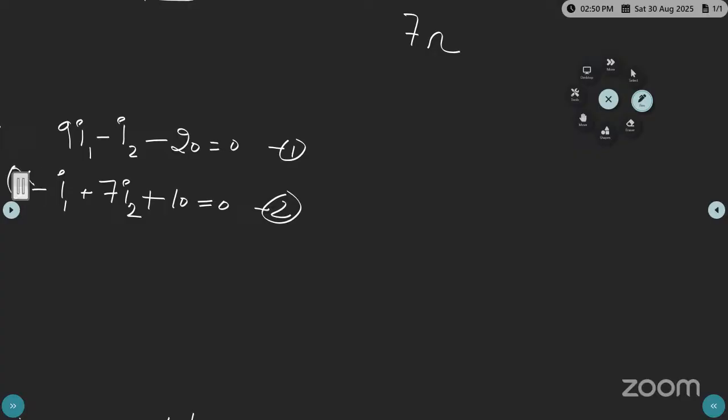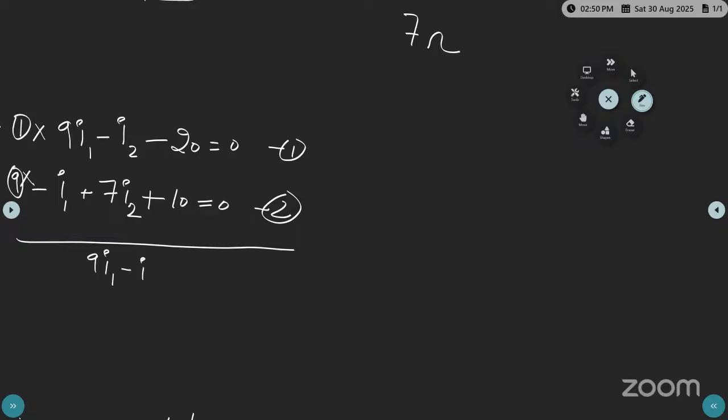I1 left side in the second equation, what is the value? Minus 1. So multiply equation 1 with respect to 1. Okay. I1 left side 9, multiply this one with respect to the second equation. What is I1 left side? 1. Multiply this one with respect to equation 1. Okay. Rewrite the equation.